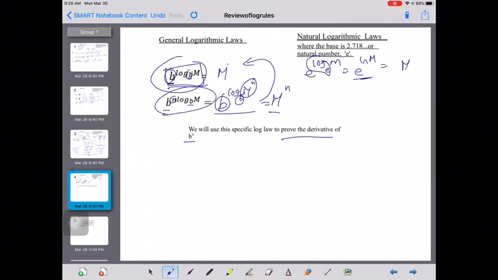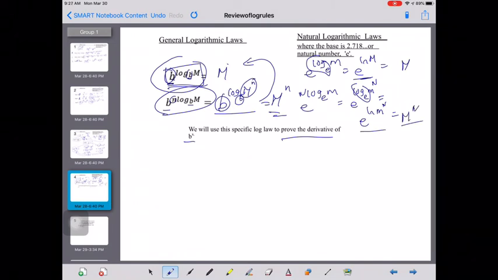Now, if we do the same thing for this rule here, changing all the b's to e's, and there's a little n outside, we use the power rule again, log base e of m to the power of n. In this case, we can change all the log base e's into ln's, and we end up with m to the n. The result should also be.